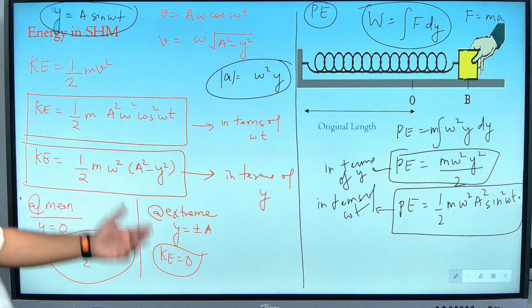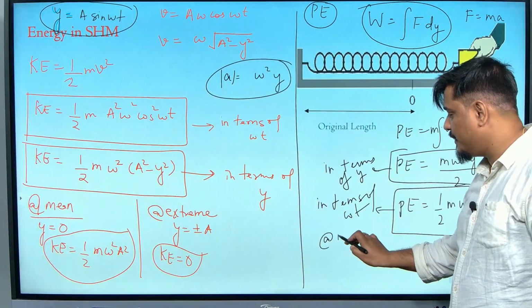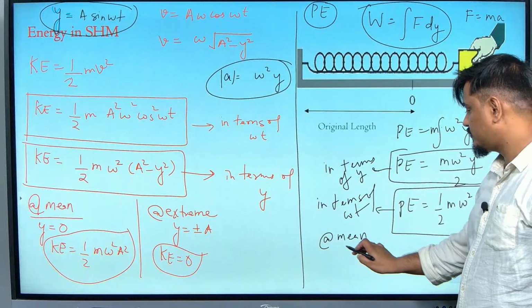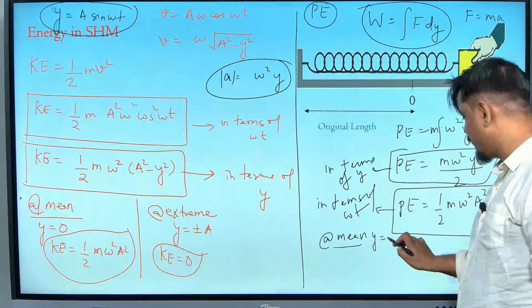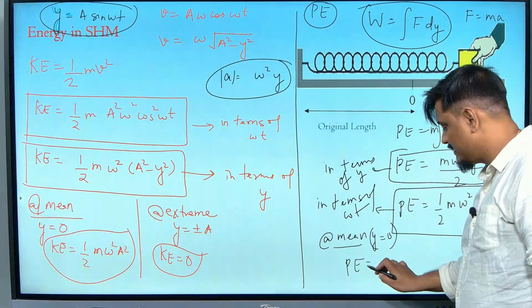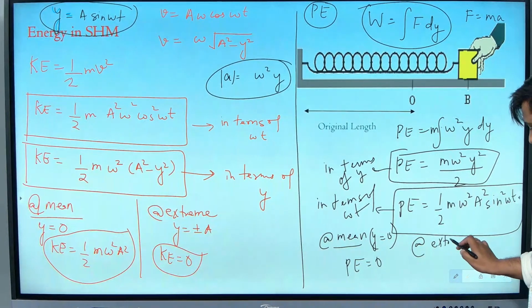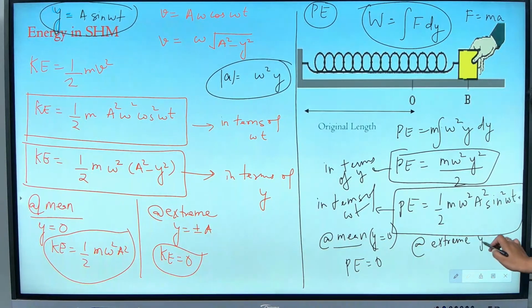We will check now. Yes, obviously it will be 0. Conservation of energy, no. At mean, what is 0? y is 0. So if y is 0, put here y is 0, you will get potential energy also as 0. And at extreme position, what is y? Plus or minus A. y is equal to plus or minus A. If you put plus or minus A, what are you going to get?